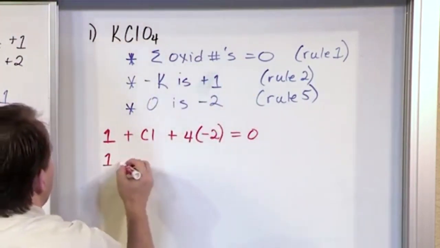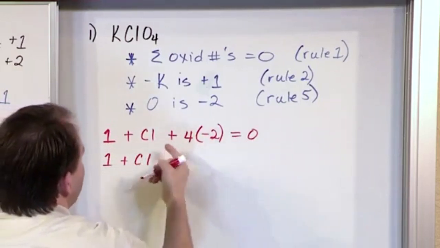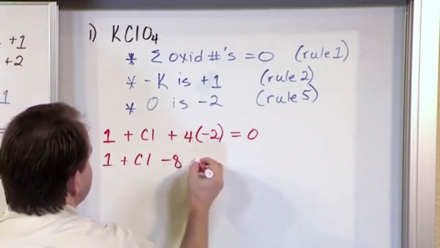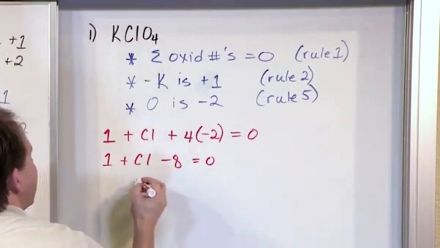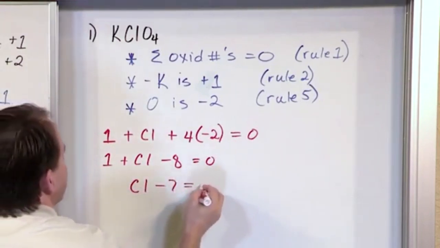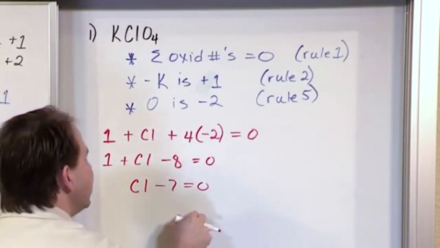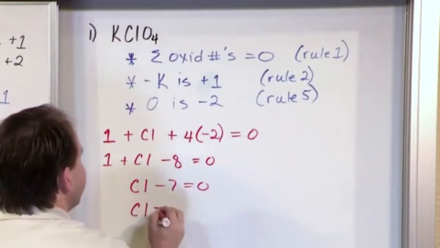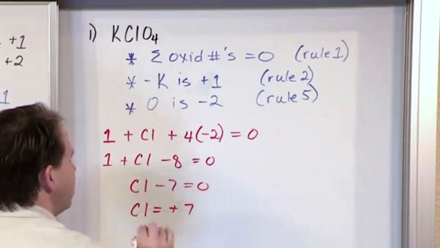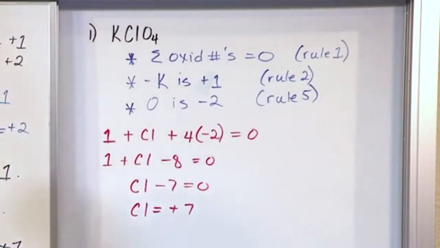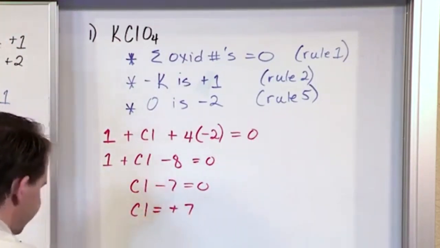So what I do is I say 1 plus Cl, 4 times -2 gives me -8, is equal to 0. And then I have Cl minus 7 is equal to 0, because -8 plus 1 gives me -7. And if I move the 7 to the other side, then chlorine is +7. So what I have found is the oxidation number of chlorine is actually +7.